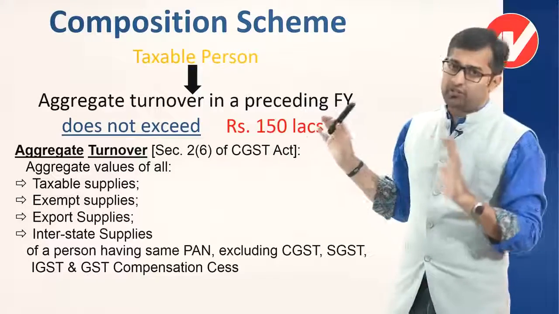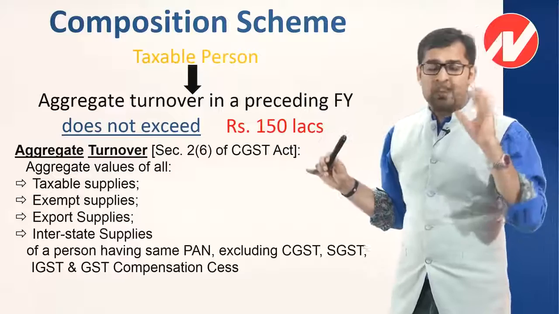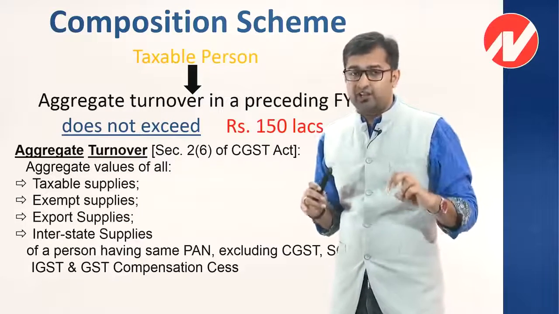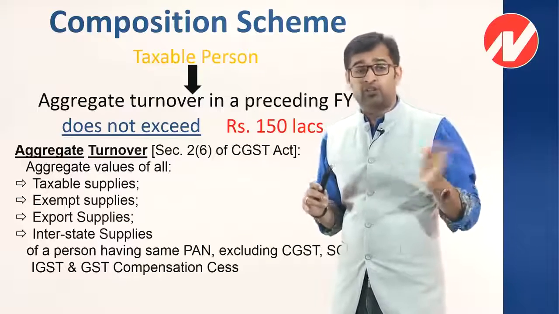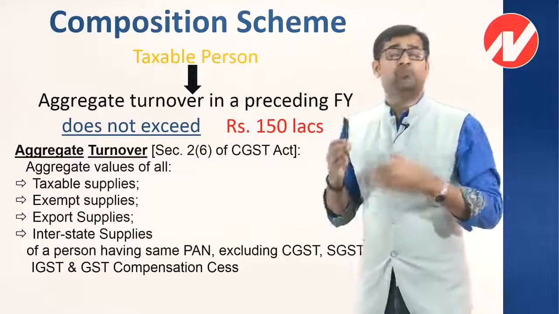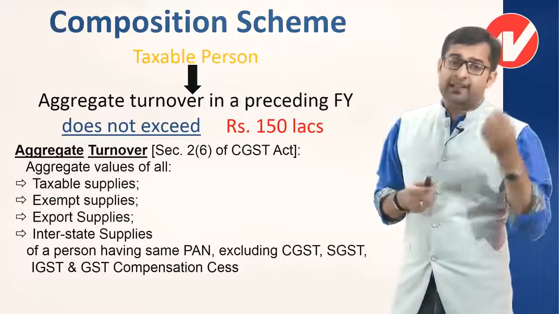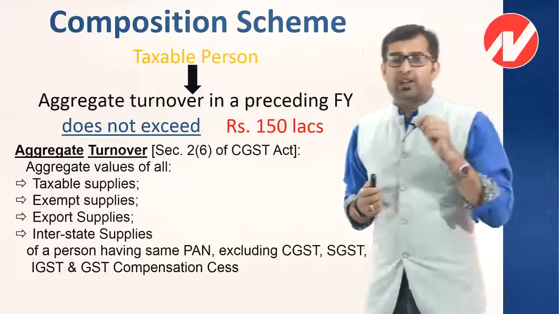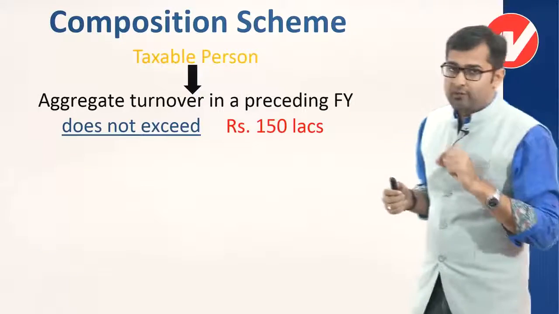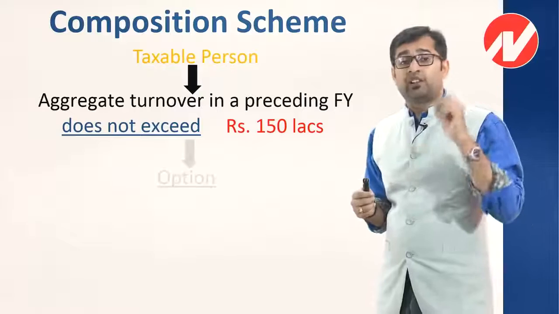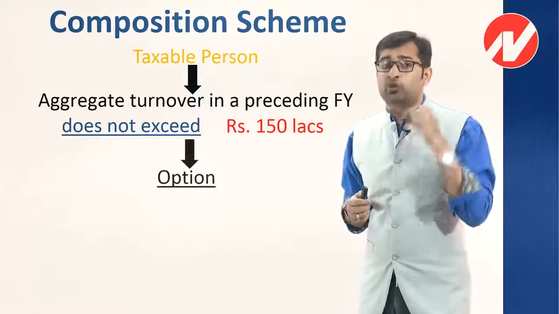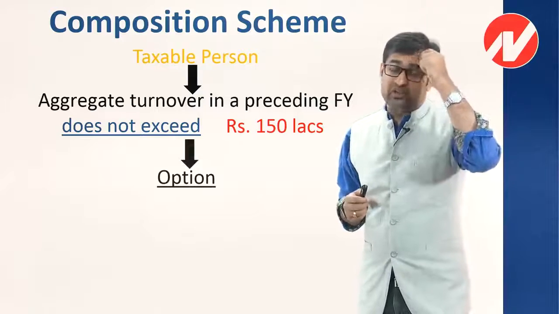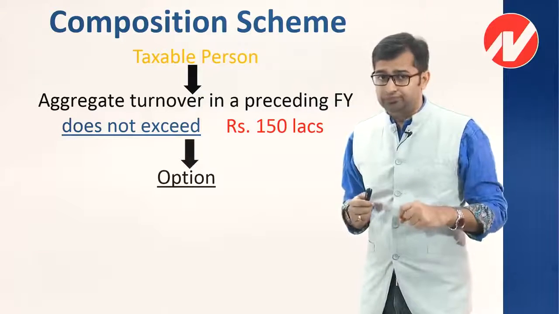So I think everybody understood this perspective: what are the main eligibilities and ineligibilities of the composition scheme. How do you consider aggregate turnover? Do you consider previous year turnover as well as current year turnover? So these are the basic norms. Now let us go in depth with regard to composition scheme. I have already said that composition scheme is not compulsory, rather it's an optional scheme. You have an option to go for it. This is not mandatory. At your own convenience, at your own discretion, you have to take a call.